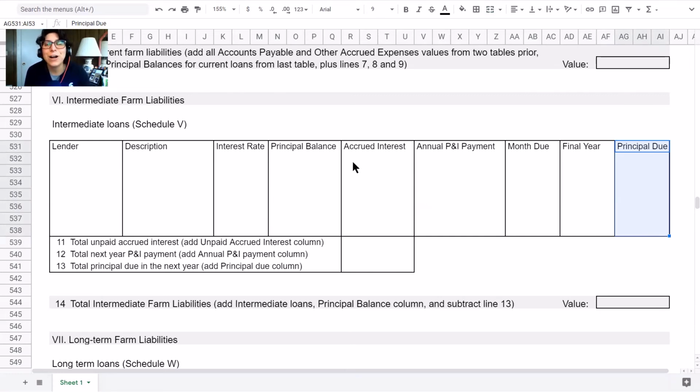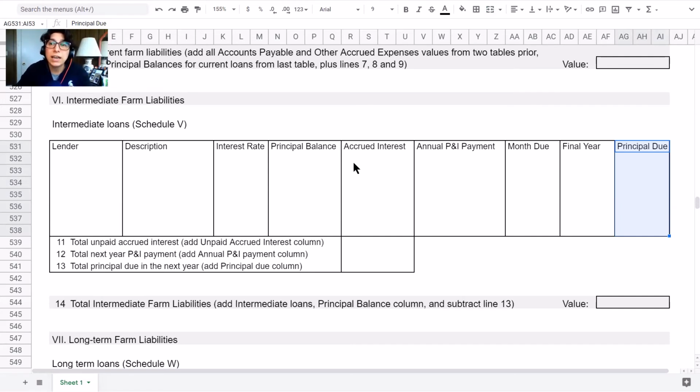Once you have all of this information, then we are able to calculate something that's important, which is your intermediate balance, which can be calculated as principal balance, so all of the money that you owe on that loan, minus principal due, minus the principal that you are scheduled to pay next year. So that would be your intermediate portion of the loan.